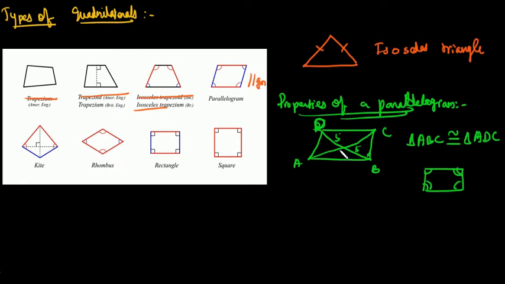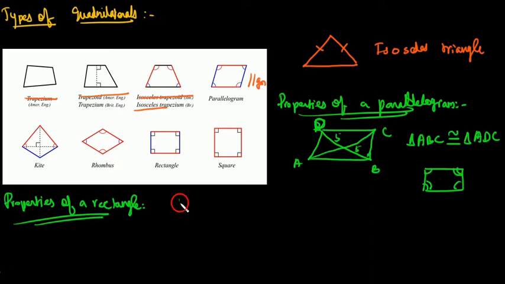Okay, so properties of a rectangle. We are going to see properties of a rectangle now. Every rectangle is a parallelogram. Do you agree? Therefore it has all the properties of a parallelogram. Apart from that, it has a special property. What is that? All the interior angles of a rectangle are right angles.